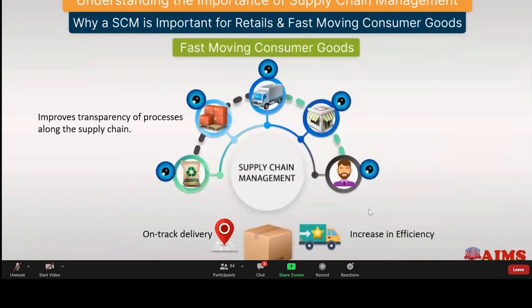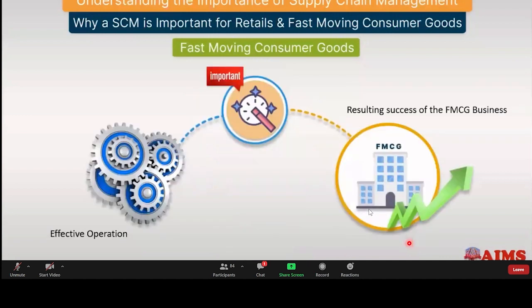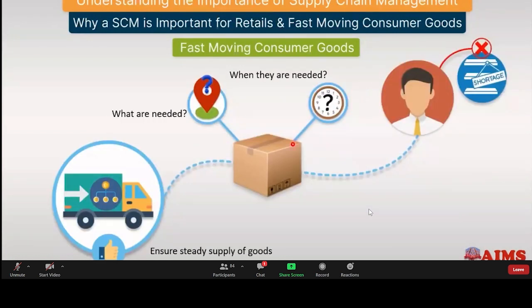And also, improve transparency of processes along the supply chain. So yun nga, from raw material to production to delivery to store and to the customer, resulting on the on-track delivery schedule and increase in efficiency. Also, effective operation is important, resulting to the success of manufacturing of FMCG businesses. And ensure the steady of supply, kung ano yung kailan-kailangan para maiwasan natin yung shortage of products.